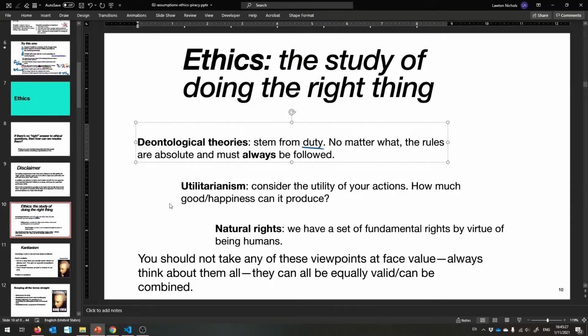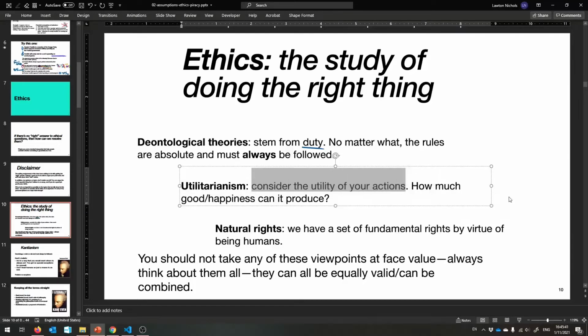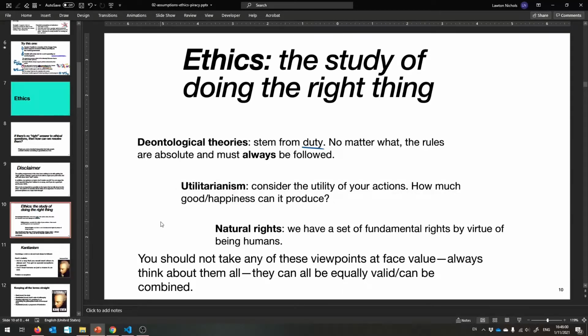So let me add it. The next kind of ethical theory that we'll look at in detail is utilitarianism, and you might have learned about this a little bit in maybe a history class, or maybe even an economics class. It's when you consider the utility of your actions, and the utility is just some measure of how good it is. So like how much good can this action produce? How much happiness can this action produce? And good and happiness kind of come hand in hand. One could be the other.